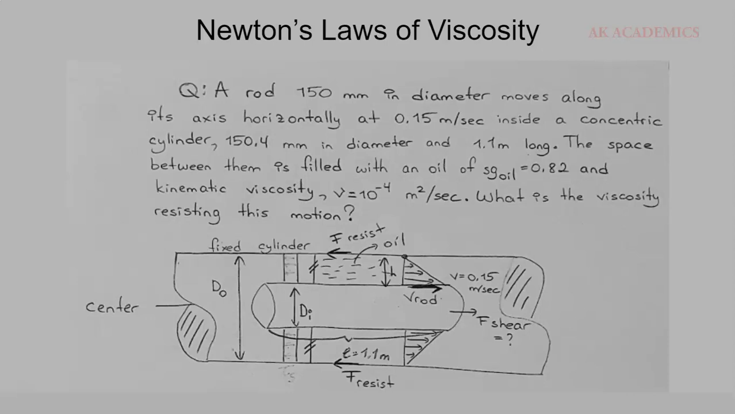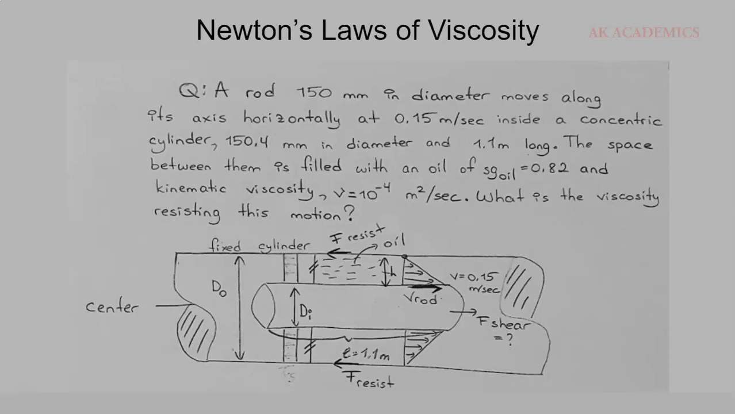Using the same analysis we used the other time, we can easily create an expression between our H and the diameters. Our H will be equal to D naught minus Di over 2. Again, you can see we have every other parameter given, and we have the oil somewhere in the middle, and we have been told that this rod is moving horizontally.